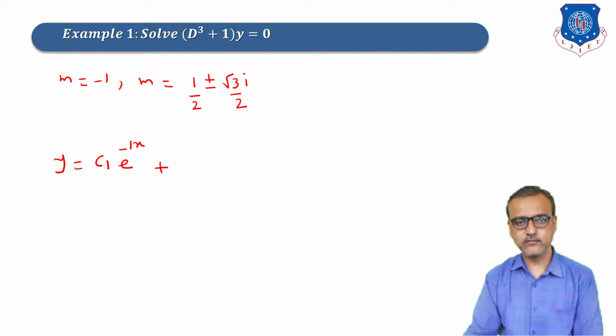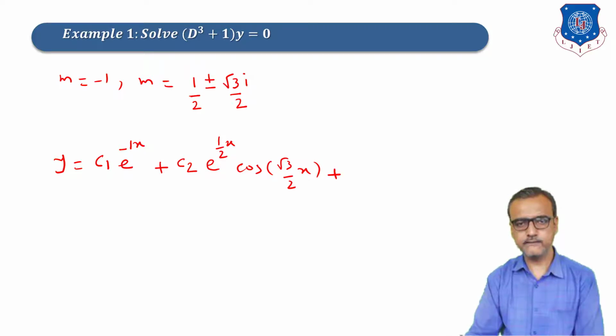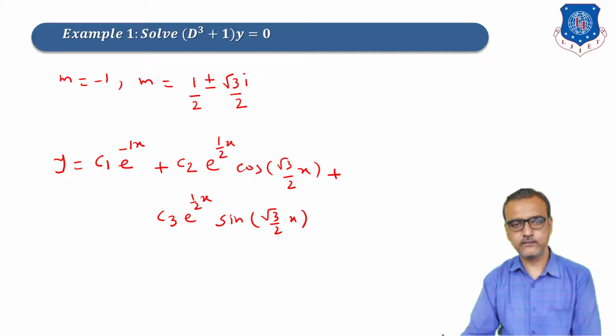So in this case, we will write c2 e raised to 1 by 2 x cos root 3 by 2 x, plus c3 e raised to 1 by 2 x sin root 3 by 2 x. So this is the required general solution of the given differential equation, that is D cube plus 1 y equals 0.